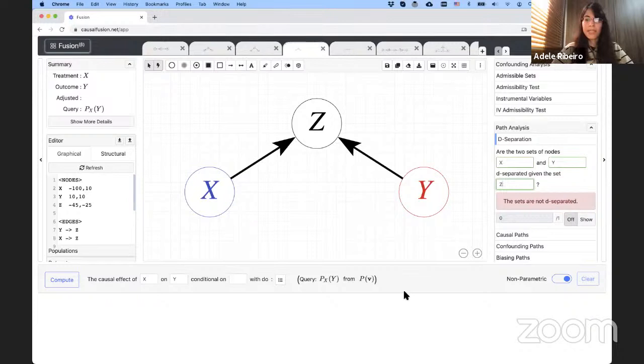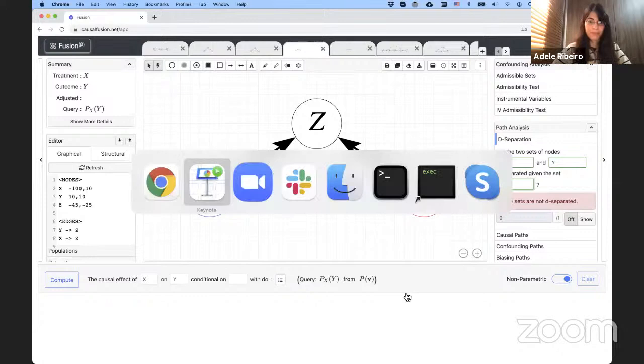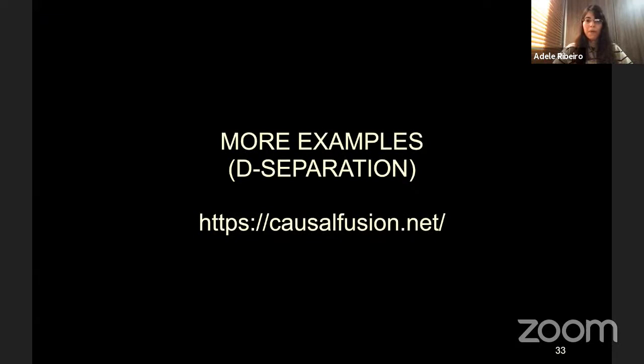So it's fun, we can learn a lot just using this app, but people are also using it for research. I use it a lot to do research. All the algorithms that we've been developing in the lab, we are trying to implement here in the app. So it's also good for research. So we have these examples on Fusion.